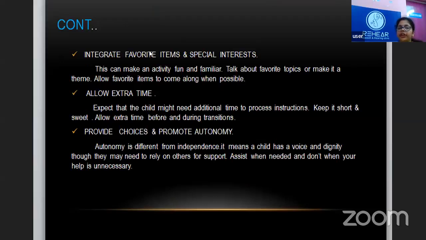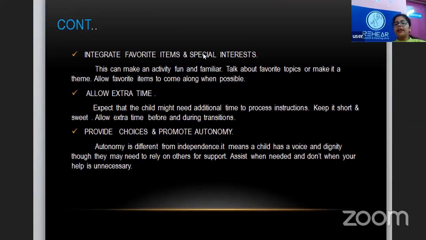Integrate favorite items and special interests. This can make an activity fun and familiar. I talked about favorite topics and make it a thing. Allow favorite items to come along when possible. I have one kid who always comes to me and talks about garlic bread. Our topic of conversation always starts with garlic bread, and it starts on the garlic bread itself.